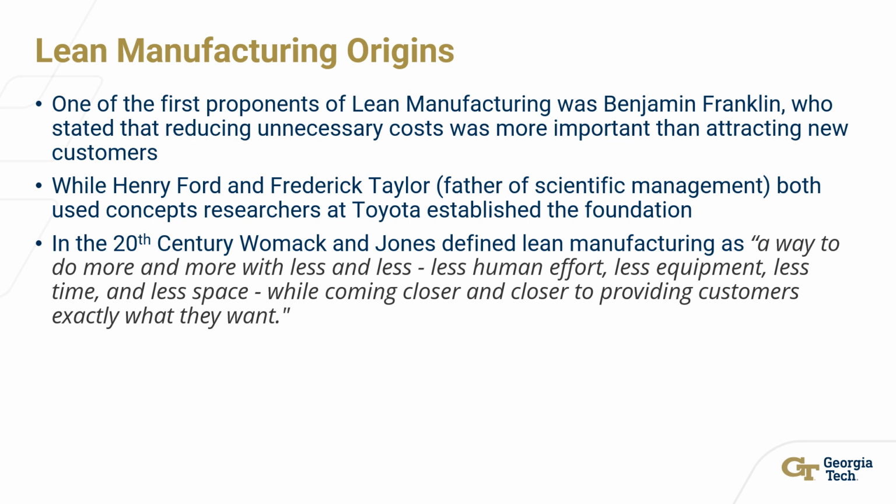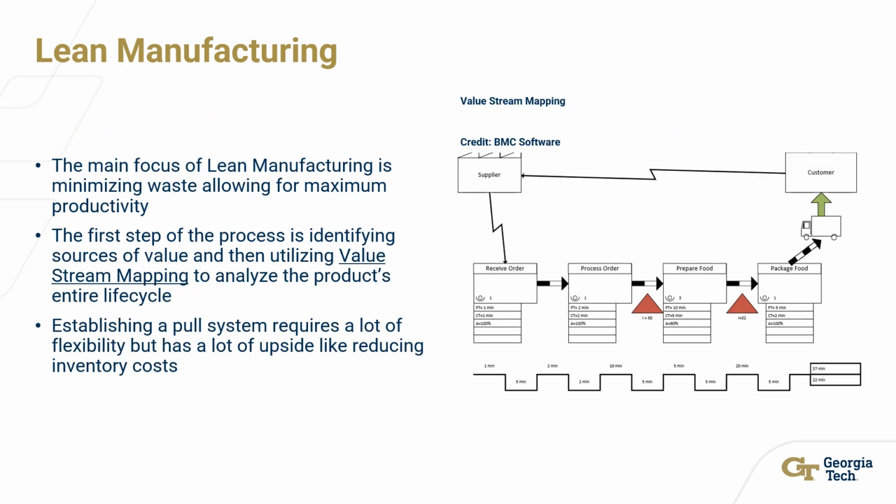In the middle of the 20th century, Womack and Jones defined lean manufacturing as a way to do more and more with less and less human effort, less equipment, less time, and less space, while still delivering to customers at the same value. So one of the first focuses of lean manufacturing is minimizing waste while still keeping your same value and productivity.